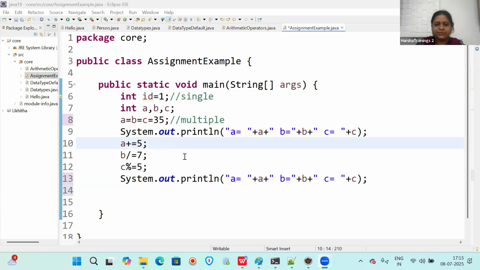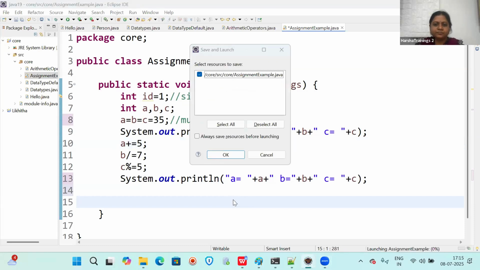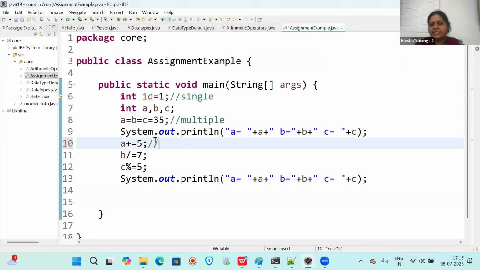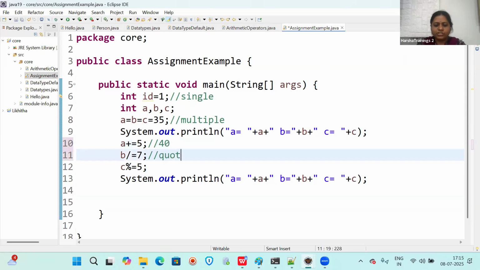Okay, let us execute and check. 45 and 0. Perfect. So how it will happen? A is equal to how much? 35. So 35 plus 5, 40. And division means here you have to consider what? Quotient. So now 35 by 7. How much? 7 5s are 35. So the answer is how much? 5. We have to consider quotient.